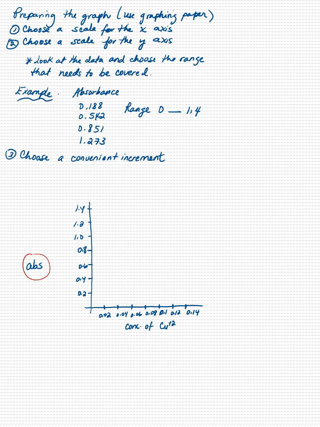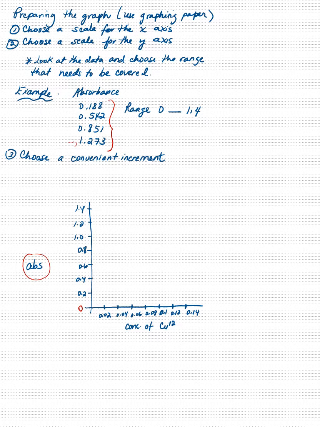My first number is 0.188, so if I'm starting here at 0, 0.188 is before 0.2. 0.542, you see I have 0.6, 0.4, that one will be between 0.4 and 0.6. The highest number that I have is 1.273. So my scale goes all the way to 1.4. So you see, I'm choosing my range from 0 all the way to 1.4. Between that range, I have all of my absorbance values.